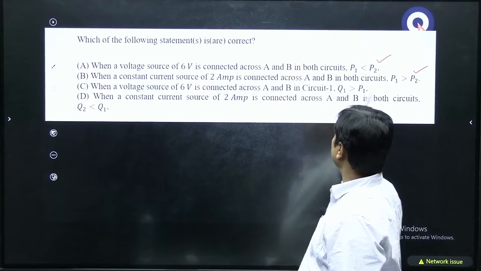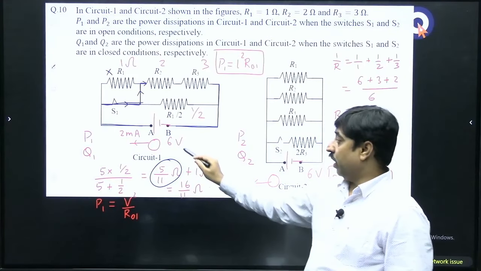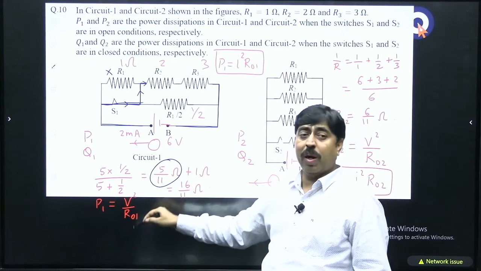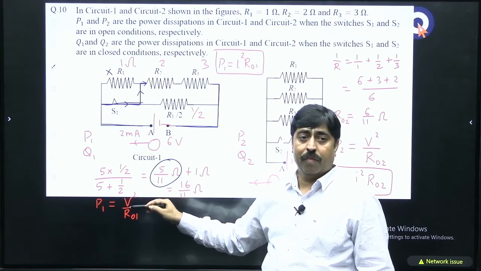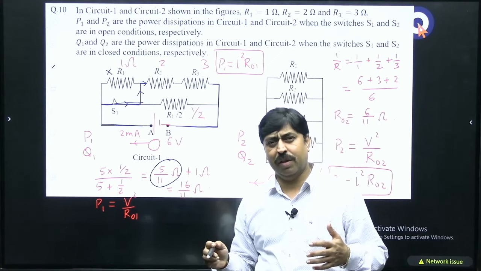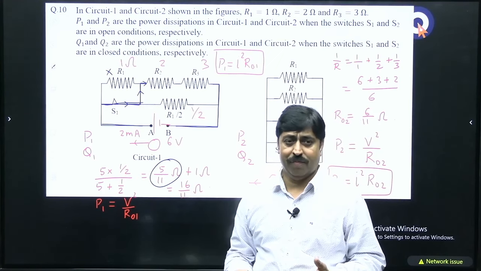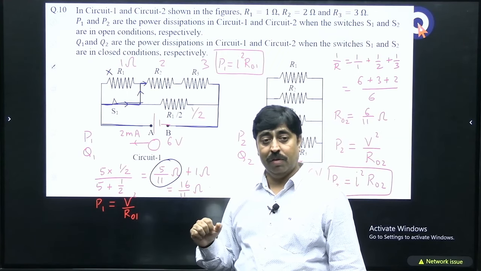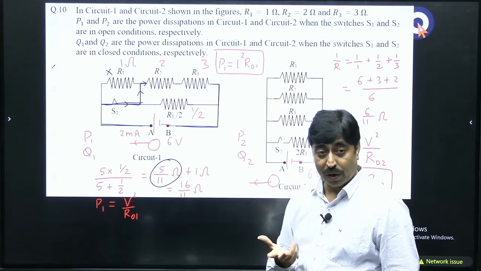A 6 volt source has been connected in this circuit. So, the power will be V square by R. We will use the formula V square by R, which makes the comparison really easy. So, lower the resistance, higher will be the power. Now, in which case is the resistance lower?